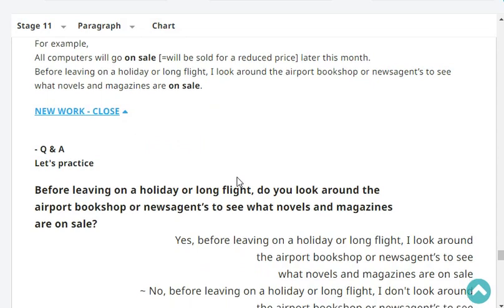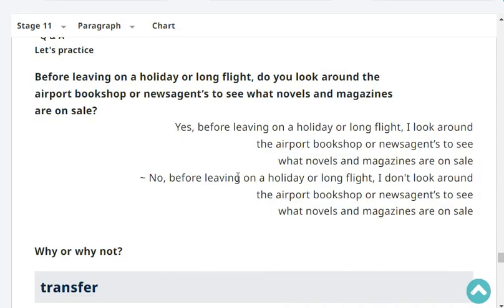Okay, let's practice. Before leaving on holiday or a long flight, do you look around the airport bookshop or news agents to see what novels and magazines are on sale?